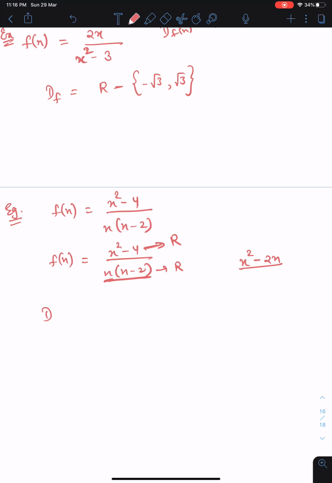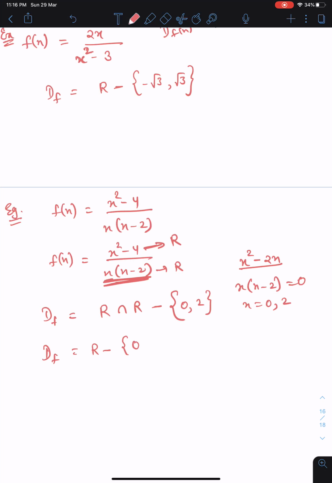Okay, so the domain of f will be R intersection R minus the points at which the denominator is 0. That means x into (x minus 2) is equal to 0. So x is equal to 0 and 2. So you have to exclude these two values. So the domain of function f will be R minus {0, 2}. I hope this is clear. There should be no doubt because these are the simplest examples of finding the domain of a function.